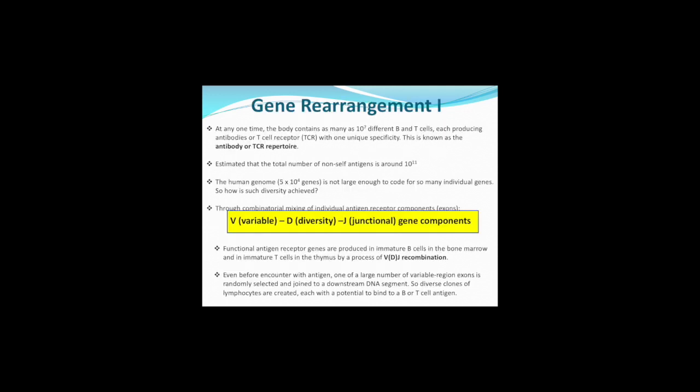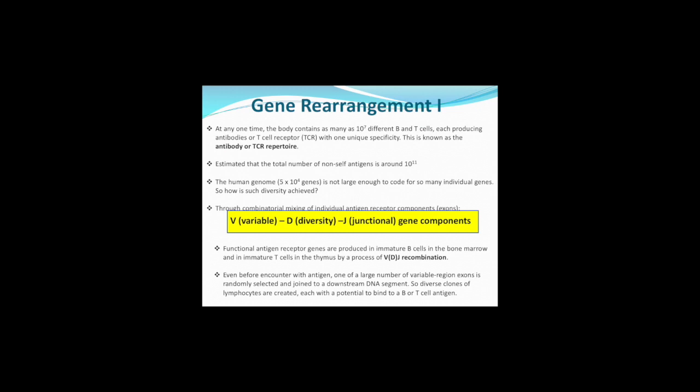So this is the problem: through studies in mice, it's been found that you can find as many as 10 million different B and T lymphocytes, each one making or expressing a unique antibody or a T cell receptor with the ability to recognize particular non-self antigens.